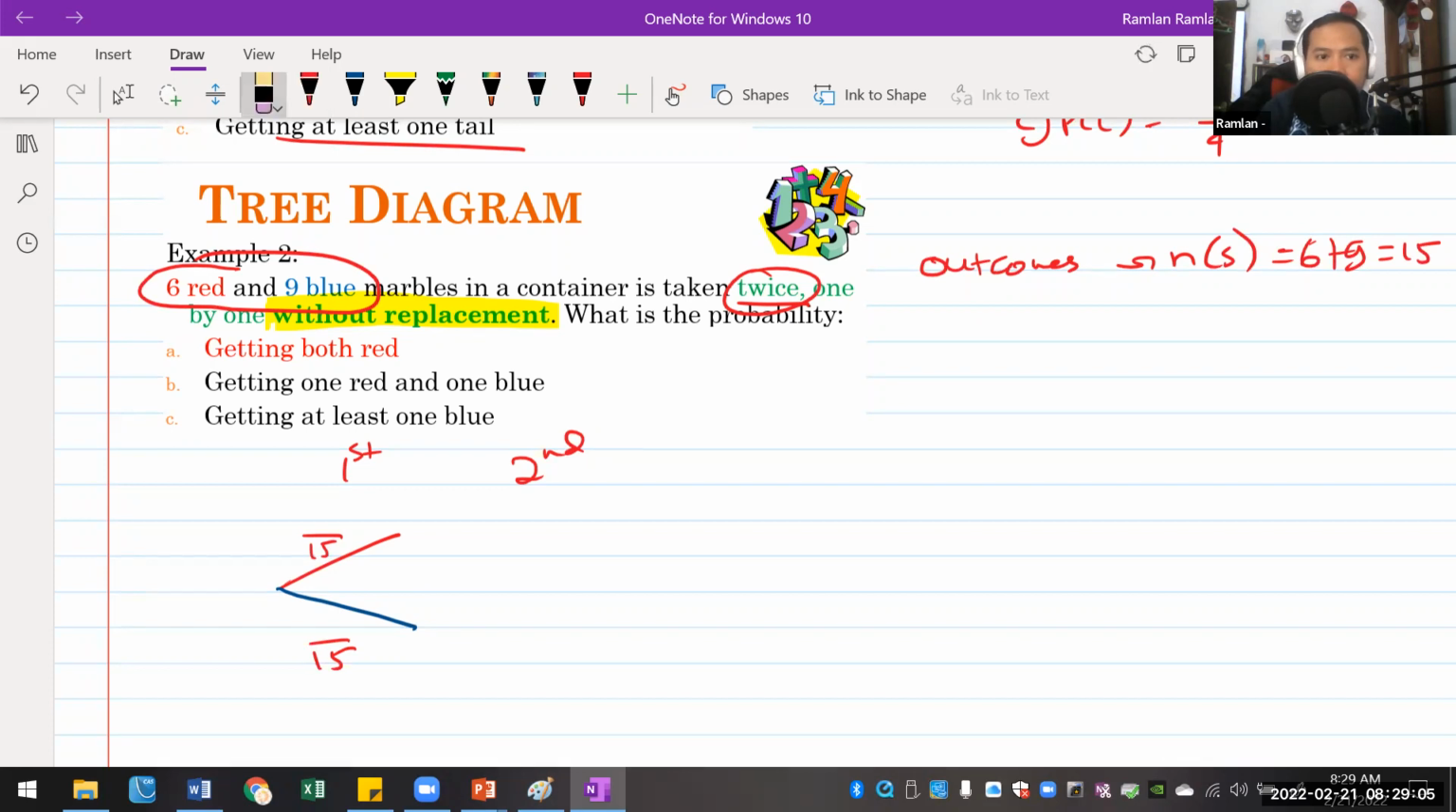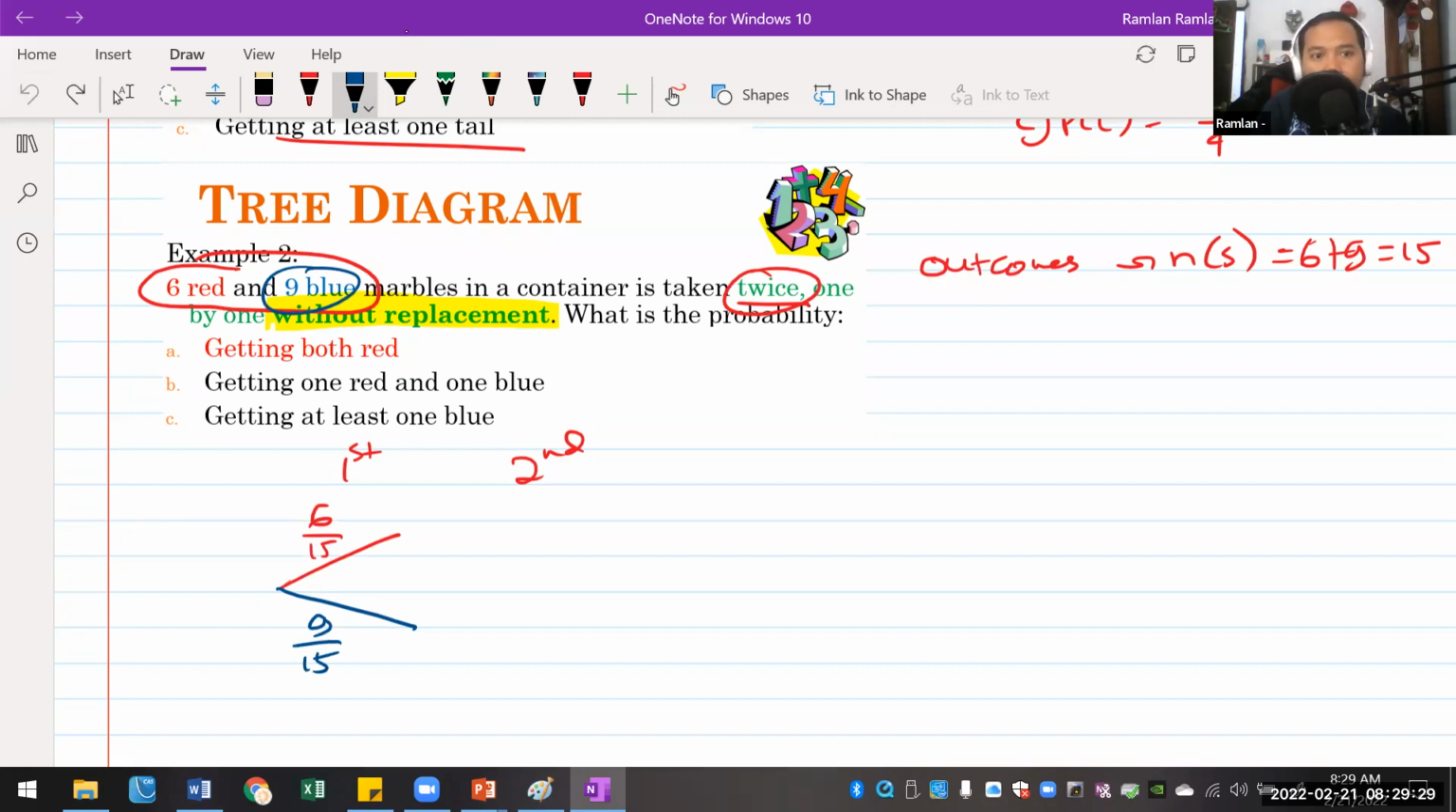The one that you need to see again here is the number of red that you have. You have 6 red, so if you have the red, you get the probability of 6 over 15 because you have 6 red out of 15. As for the blue one, that will be 9 over 15 because we have 9 blue marbles from 15 marbles. So that's the first one.